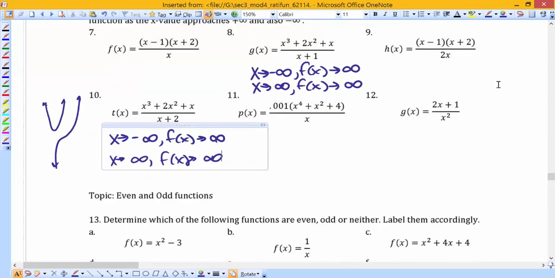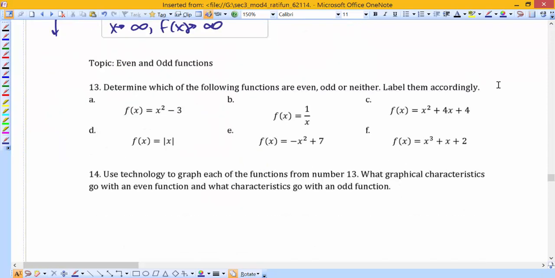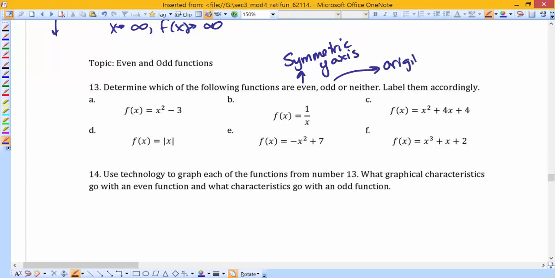If there's anything you're stuck on, you can always ask me later. Odd and even functions. So this was really our focus in class today, was discussing when you have an odd or an even function. Remember, evens are symmetric to the y-axis. Odds are symmetric to the origin. Everything else is neither.